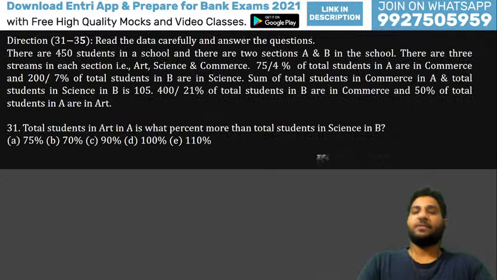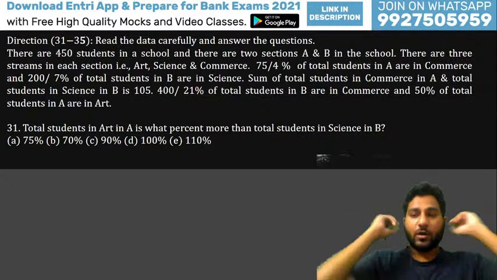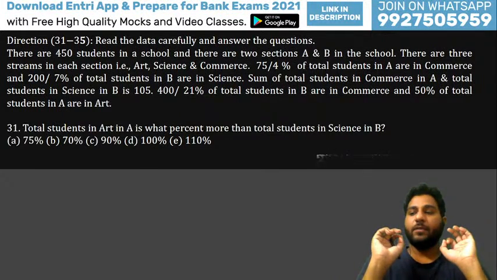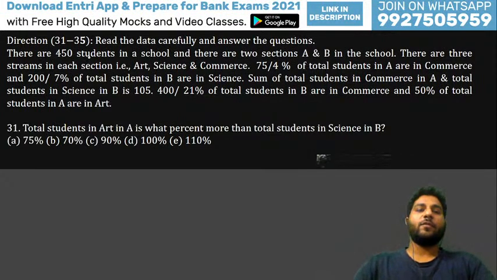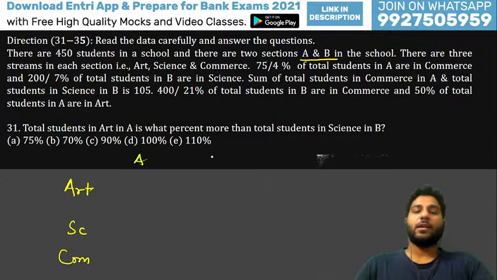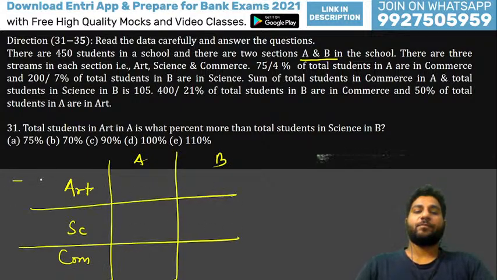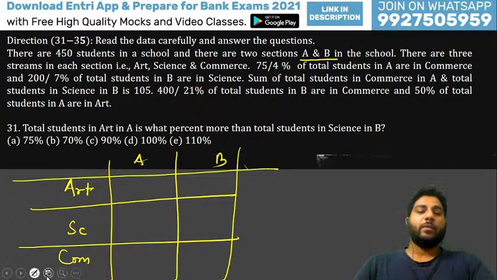Here comes the DI section. Now I want all of you to solve the question. I'll solve only the table. Okay. Look at this. 450 students were there in school, and there are two sections, A and B. Okay, there are three streams: art, science, commerce. Okay, A and B, two sections were there. So let me elaborate this. It will become easier to solve a particular question. Now, as you all know that total was 450. Total were 450 students.